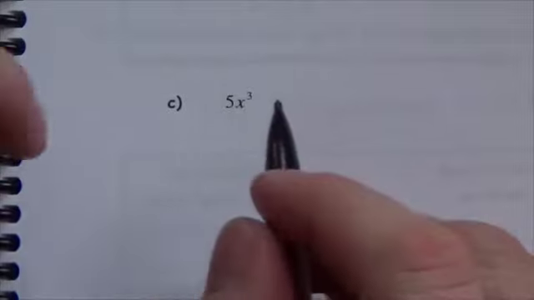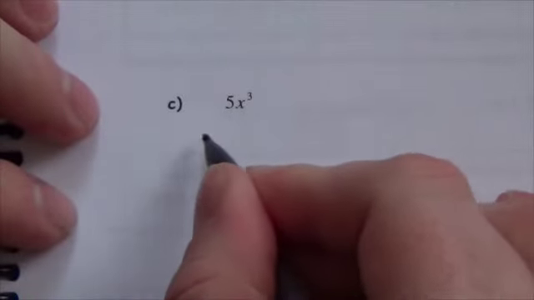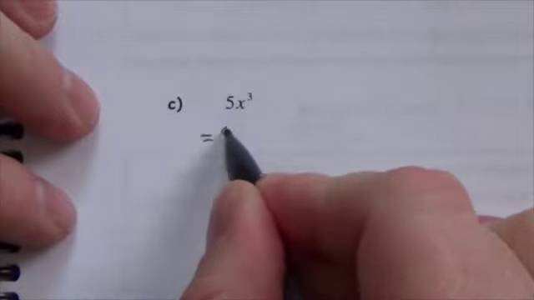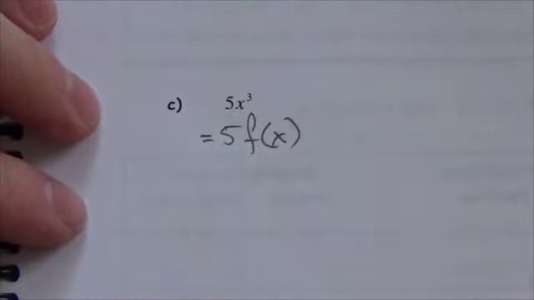Nope. Not at all. Now, you could think of it as being cubed, but I'll have to show you how that works in just a second. But a natural first glance, no, the 5 isn't being cubed. It's being multiplied after the x is cubed. And so what would happen here is I would think of this as 5 multiplied by f of x.